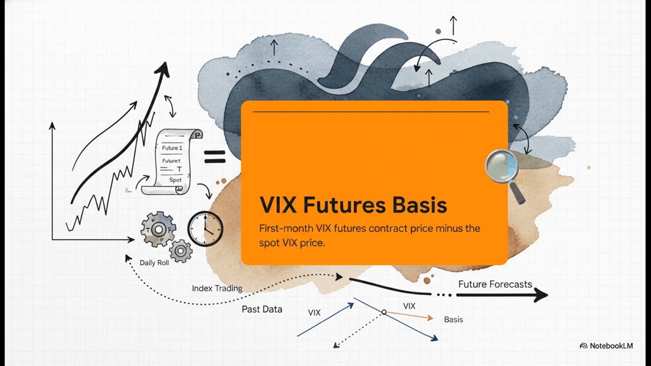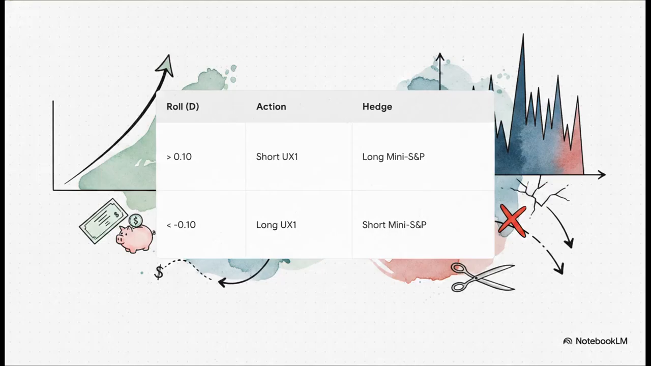Why does this matter to us? Because empirical data shows that the VIX futures basis has massive forecasting power for mean reversion dynamics. Not necessarily for forecasting the VIX itself, but for predicting the future price changes of the futures contracts. Armed with that daily roll calculation, we can establish crystal clear mean reversion rules.